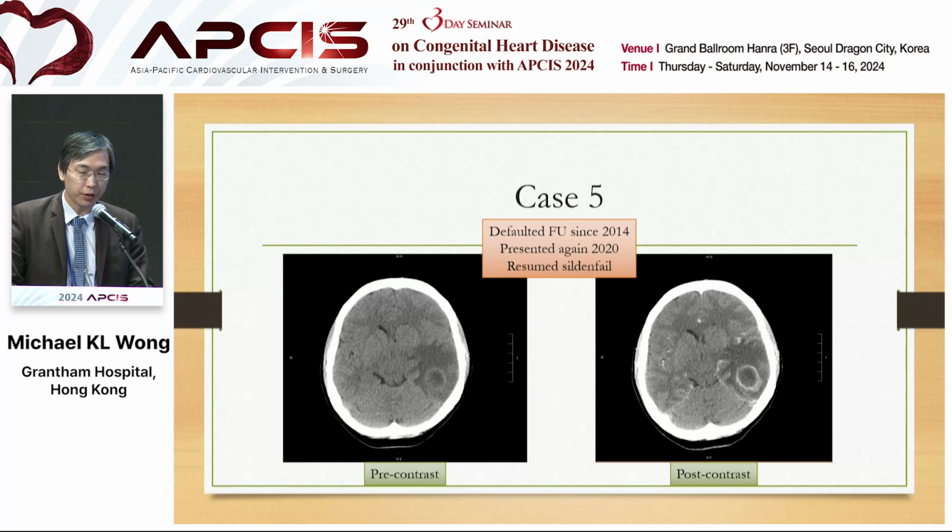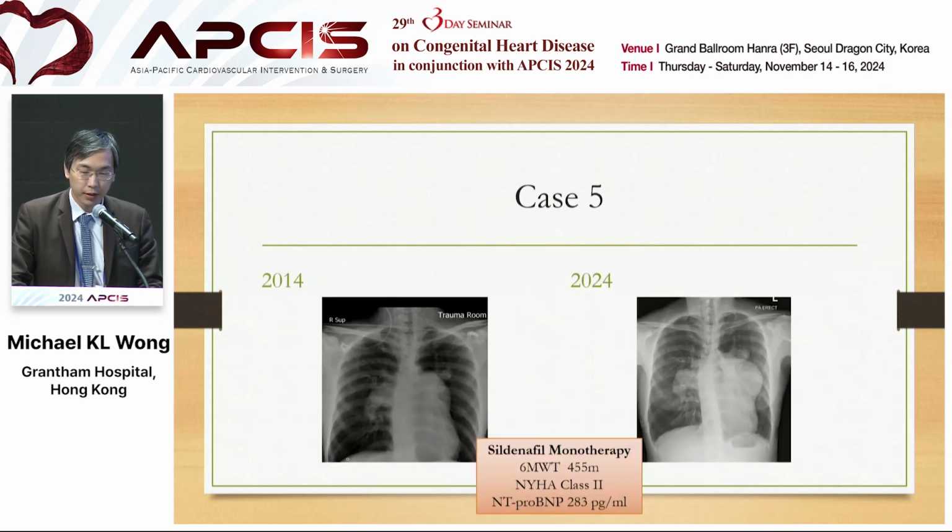The patient, after the treatment for the brain abscess, has had regular follow-up and resumed sildenafil monotherapy. And of course, you can see on the chest X-ray after a few years, the pulmonary trunk is even more prominent with very significant pruning. But up till now, the patient is still on sildenafil monotherapy alone with a relatively preserved functional status, 6-minute walk more than 450 meters, New York class 2, and also NT-proBNP less than 300 picogram per mL.